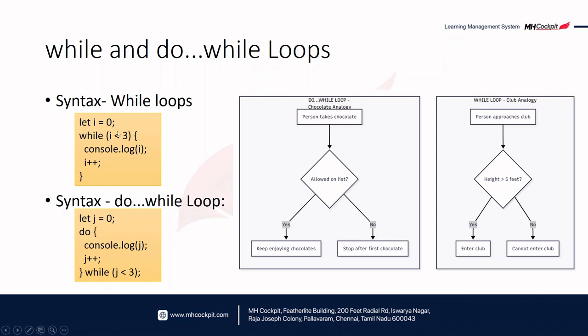Okay, so the syntax for the while loop: first it checks the condition and then it executes the statements. In the do while loop, it executes the statements first and finally it checks the condition. If the condition is false, it comes out of the loop. If the condition is true, it does the iteration again. This is the idea behind the while loop and do while loop.